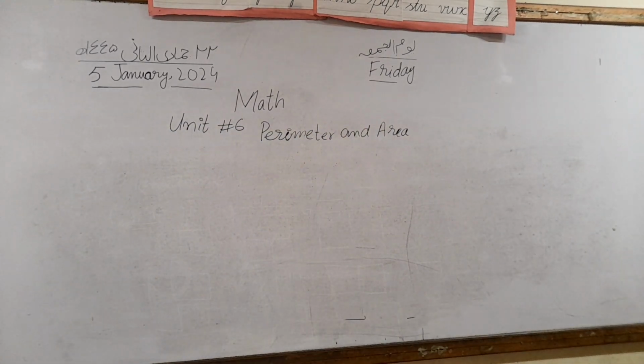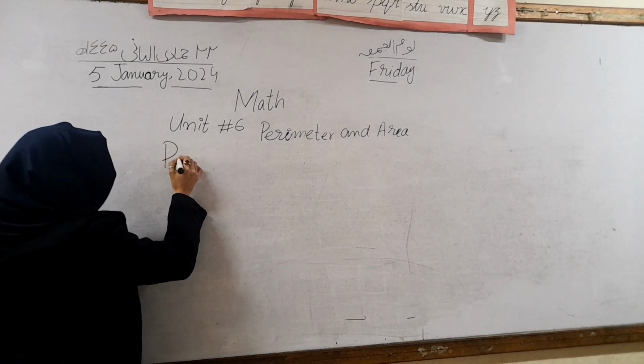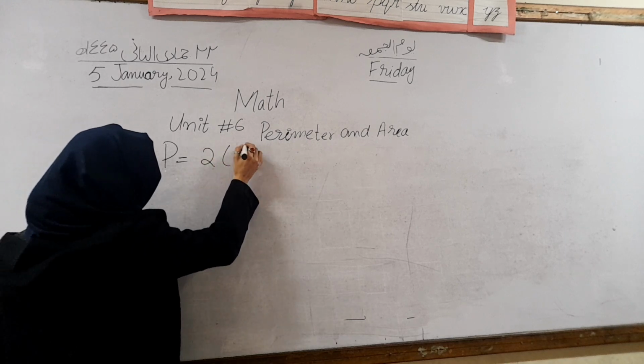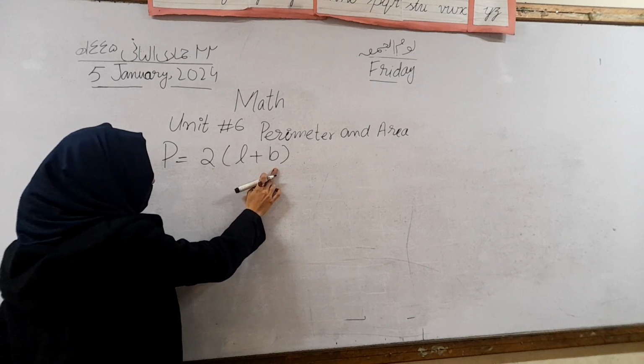What is perimeter, everyone? Tell me. Good. Boundary of the closed shape is called the perimeter and the area is the inside surface of the shape. Now tell me class, what is the formula of perimeter? Good. The formula of perimeter is 2 bracket length plus breadth, and L stands for length and B stands for breadth.